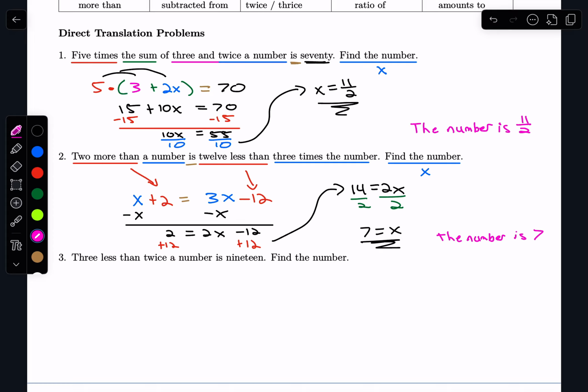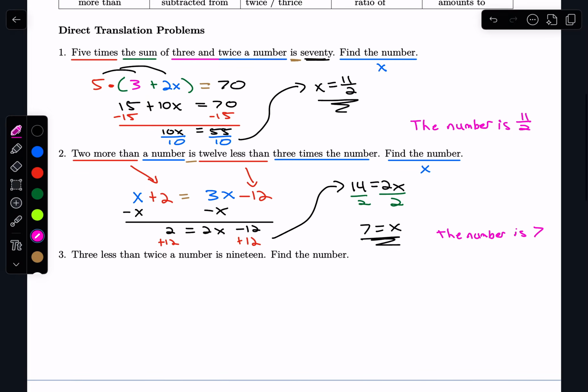All right, and if we ever want to double check any of these, just like with normal equations, we can always plug them back in. So for number 2 here, where we just got 7, it says 2 more than a number. Well, if that number is 7, 2 more than 7 is 9. So we have to make sure the other side is going to equal 9. The other side says 12 less than 3 times the number. 3 times 7 is 21, and 12 less than that is 9. So both sides here are going to represent 9 for us, which is exactly what we hope, right?